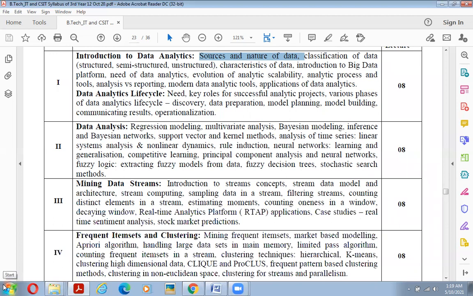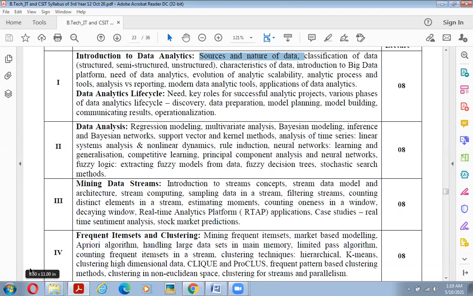Then we have rule induction. Then we have an introduction to neural networks as well: learning and generalization, competitive learning, principal component analysis, and neural networks. And fuzzy logic: extracting fuzzy models from data, fuzzy decision trees, and stochastic search methods.